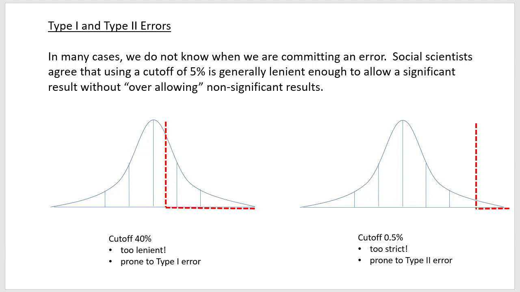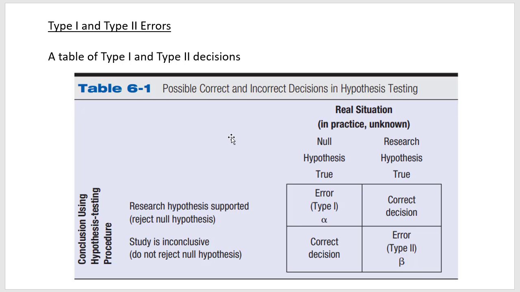Here's a handy table that helps us to understand type 1 and type 2 errors. If we concluded through our hypothesis testing procedure to reject the null hypothesis, and the research hypothesis is true, then we've made a correct decision. We've done good. If we fail to reject the null hypothesis, and the null hypothesis is true, we've done good. We've made the correct decision.